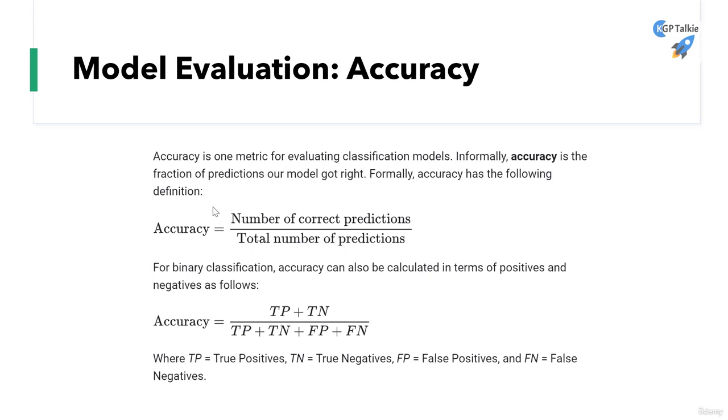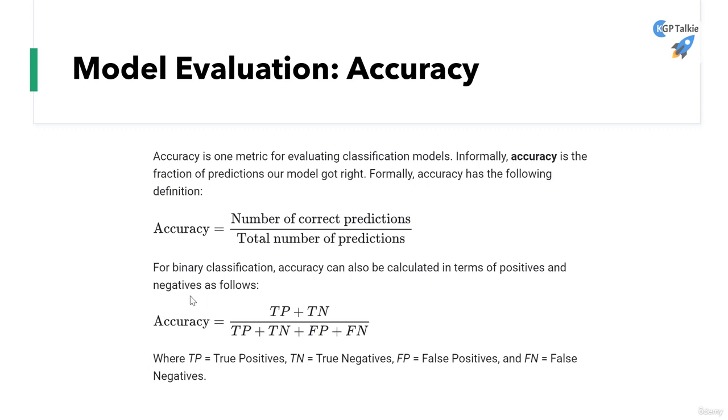Let's say you have 100 samples, and out of those 100 samples you have 95 correct predictions, then the accuracy is going to be 95%. For binary classification, accuracy can also be calculated in terms of positives and negatives as follows. So this is the true positive plus the true negative, divided by the true positive plus true negative plus the false positive and the false negative.